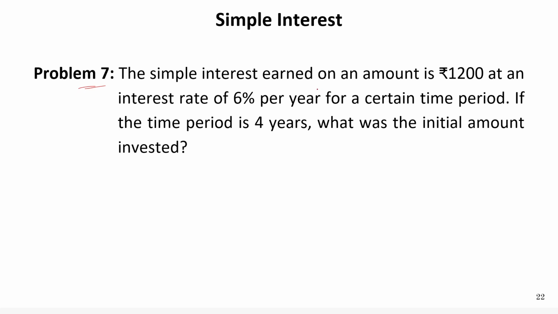The simple interest earned on an amount of 1200 at an interest rate of 6% per year for a certain time period. If the time period is 4 years, then what was the initial amount invested? So simple interest earned on an amount is 1200. So SI is given to us, SI is equal to 1200. So given interest rate is 6%, so R is equal to 6 percent.